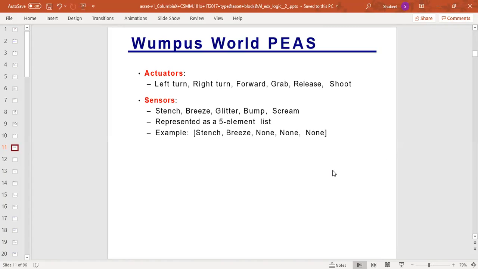This can be represented as a 5-element list in which we have an indicator for each of these sensors. So for example, stench, breeze, none, none, none expresses the fact that there is, in an adjacent room, a Wumpus and a pit. So we have to figure out which rooms actually have these two elements.